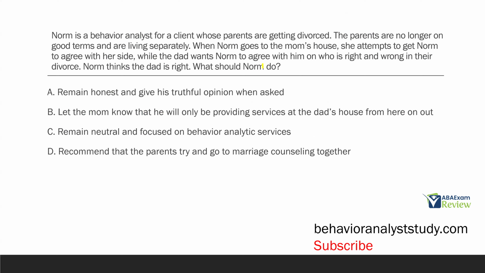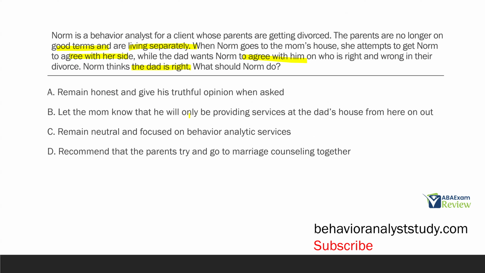All right. So you might run into a situation where you have divorced parents or parents who are fighting or just general marital problems. Now, Norm is in the situation where the parents are not on good terms, they're living separately, and it makes it hard for Norm because both parents want Norm to agree with them. Now, Norm thinks the dad is right. So what should Norm do?